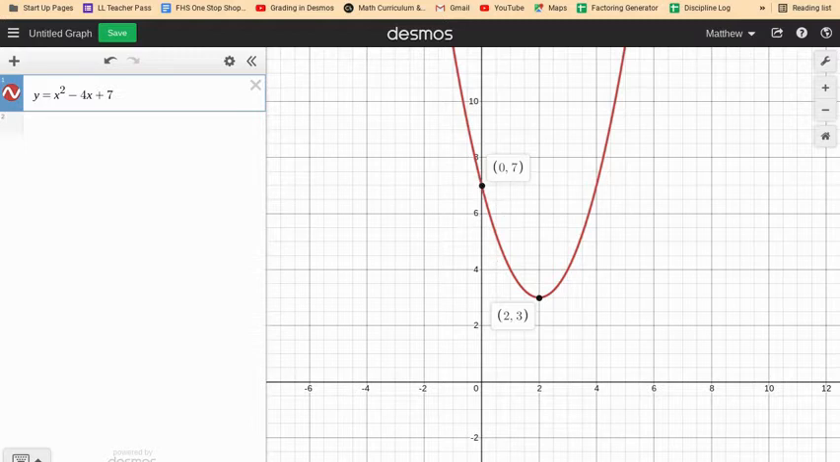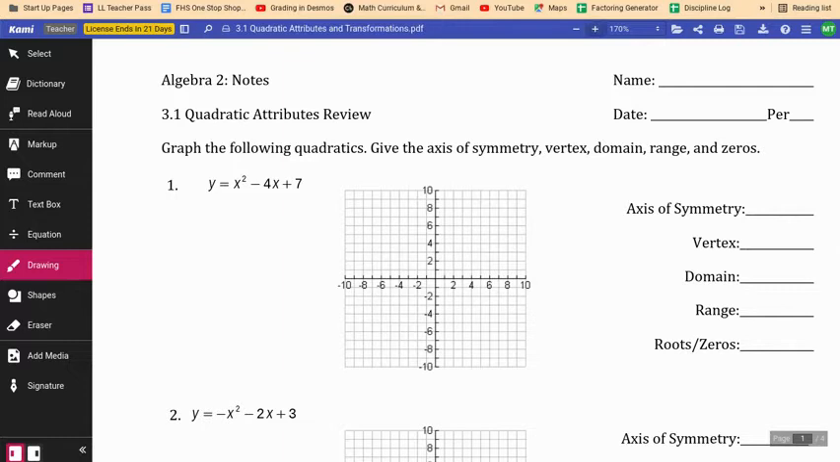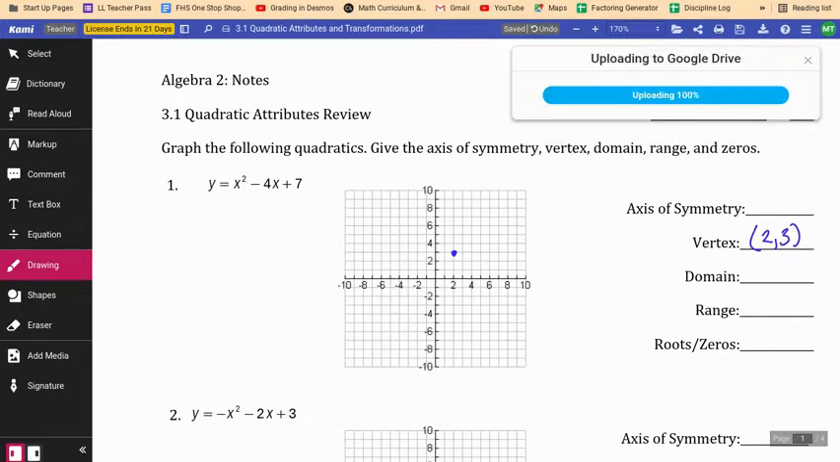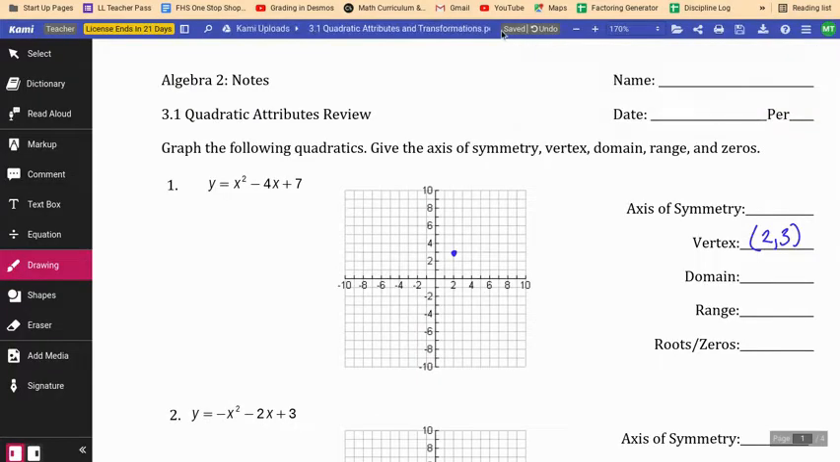So let's go back over here. So 2, 3 is my vertex, so I can go ahead and write that over here. 2, 3, and I'm going to plot that point. So that's my vertex. And then I also had a point that was at, let's see here, 0, 7. Okay, and so I'm going to actually plot another point.